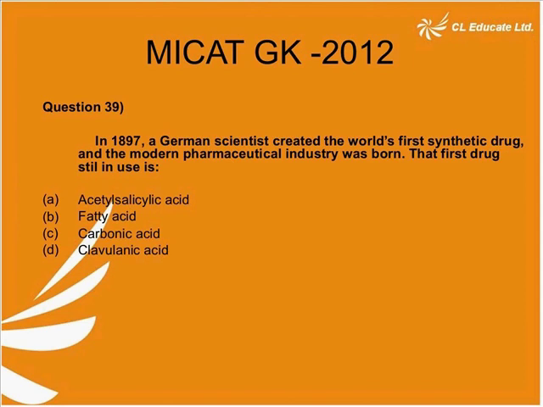In 1897, a German scientist created the world's first synthetic drug and the modern pharmaceutical industry was born. The first drug still in use, which is the one? Which is the one commonly most of us might have used? A, its common name is aspirin. Acetylsalicylic acid is aspirin.